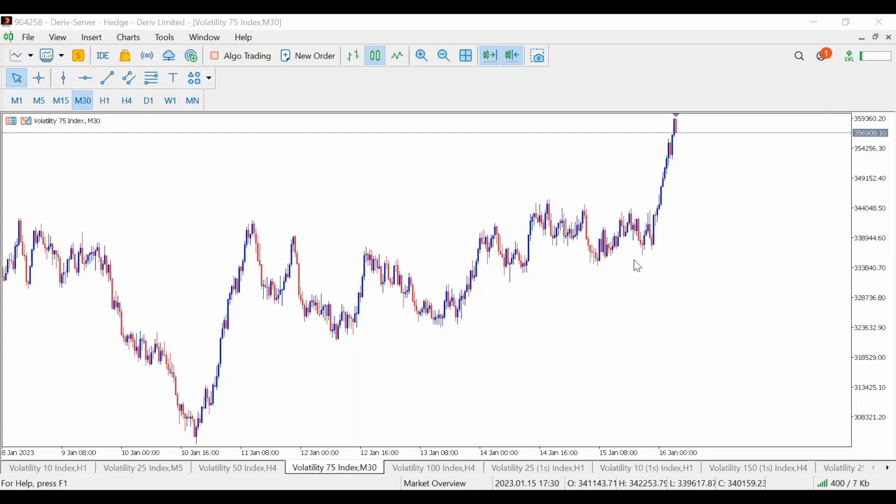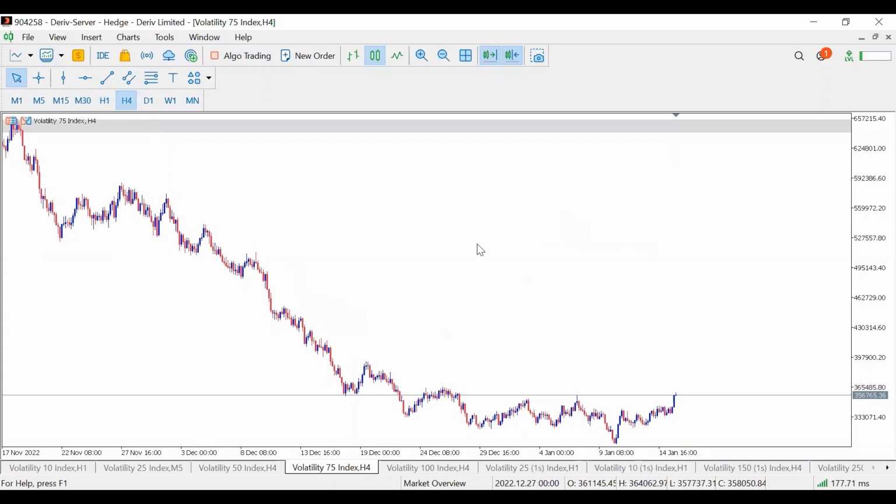All right, let's get into it. So I have a very perfect example of how you can trade liquidity in the market. Today I just saw a very nice example on Volatility 75 Index. All right, so let's go to the 4-hour time frame and see.